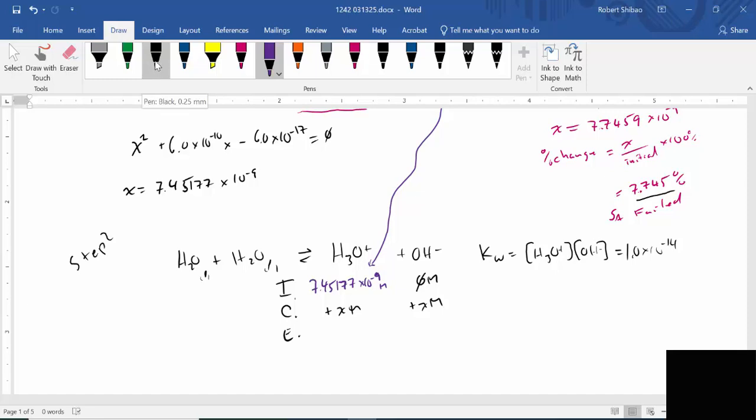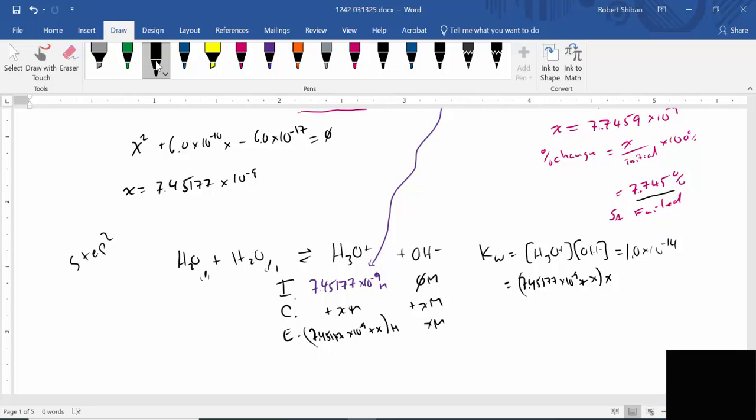So I don't have to produce as much. And so what I'm going to have is 7.45177 times 10 to the minus 9 plus X molar, times X molar. So I don't have to produce as much because I have that common ion there to begin with, or common species, 7.45177 times 10 to the minus 9 plus X, times X.